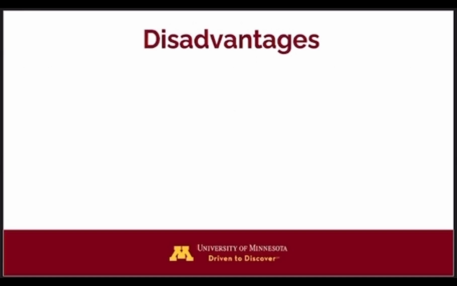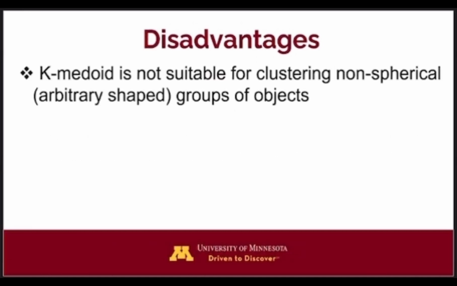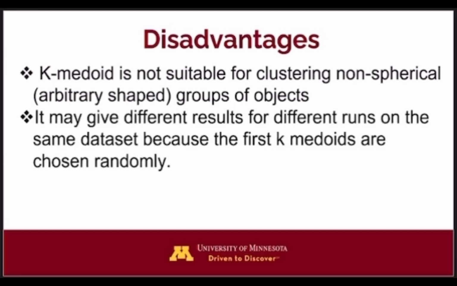And what are its disadvantages? Let me tell you, it is not only K-Medoid that has this disadvantage. Even K-means, K-Medoid and the hierarchical structure are not for non-spherical shapes. They are only for spherical shapes. So the moment you have complexity, arbitrary shapes other than spherical, it's not going to work great. And it may give different results for different runs on the same data.